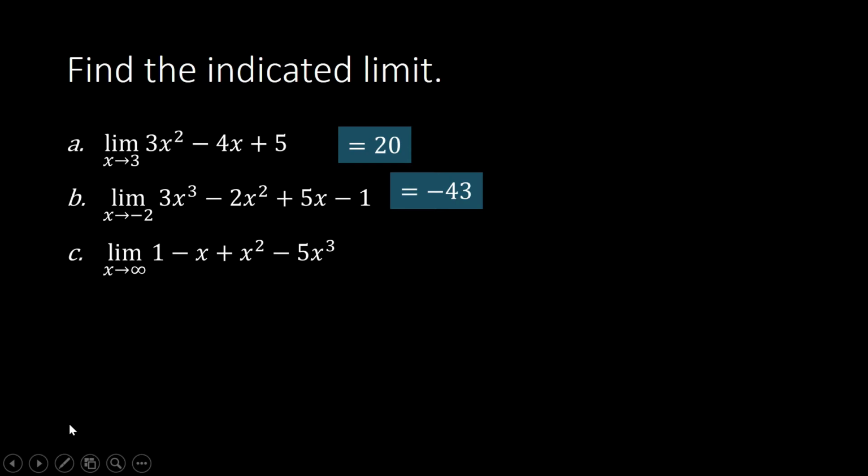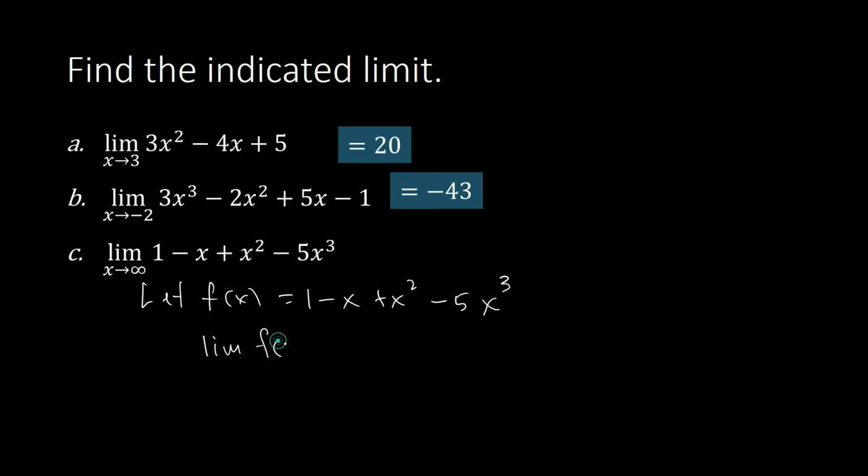What is the limit of 1 minus x plus x squared minus 5x cubed as x approaches infinity? X is approaching infinity. And you know what we do here? We pay attention to the leading term, because the leading term is the dominant term, and that is the term that will define the direction and behavior of your function as x approaches infinity. So this one is equal to negative infinity. X cubed as x approaches infinity is infinity times negative 5 is negative infinity.